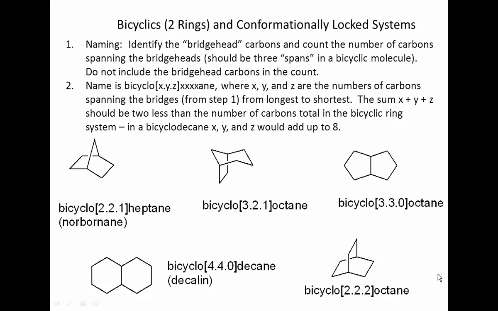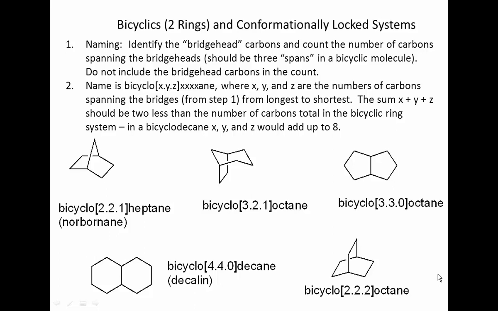In this last video, we're going to be looking at compounds that have two rings, and we're going to be looking at heterocyclic compounds. Those are compounds where one of the carbons has been replaced by another atom. Okay, so when we have two rings, there's a special nomenclature system that we use.